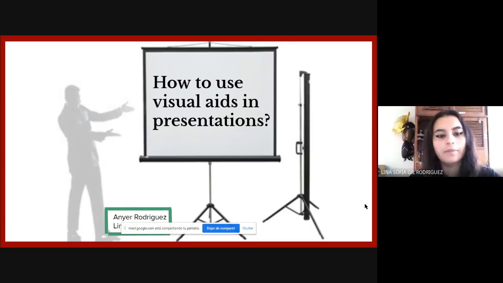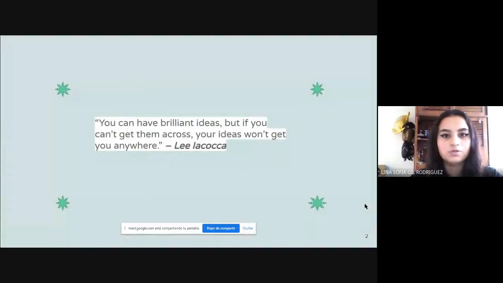We are talking about how to use visual aids in presentations. We will give you some tips related to the slides during the presentation. And first, we start with the forest. With the forest, you can have brilliant ideas, but if you can't get them across, your ideas won't get you anywhere.